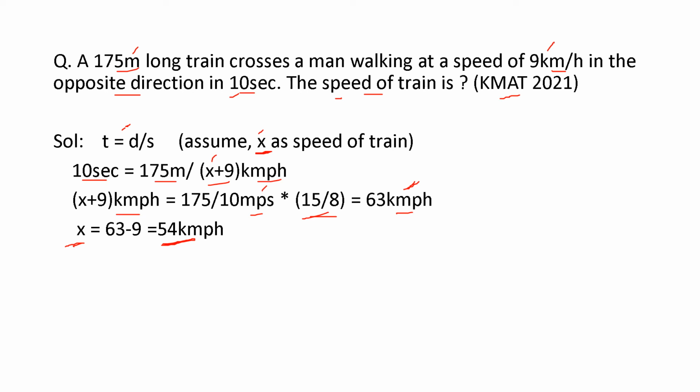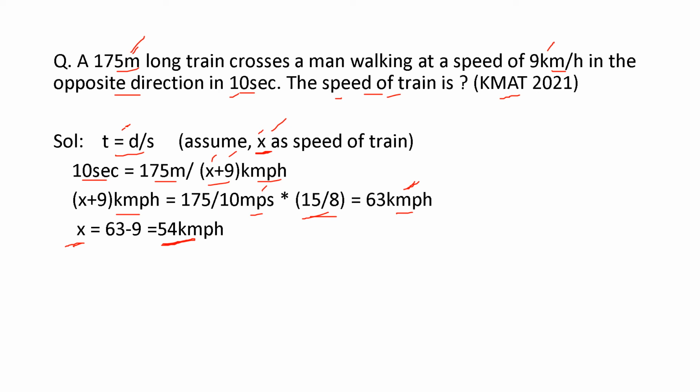Okay, I repeat again. 175 meters is the length of the train. Man walking at a speed of 9 kilometers per hour in the opposite direction, and the time is 10 seconds. Speed of the train we have to find out. Assume the speed of the train as x, and we know the formula: time is equal to distance by speed. Substitute in the formula. Time is 10 seconds, distance is 175 meters, divided by speed of the train plus speed of the man, that is x plus 9 kilometers per hour.